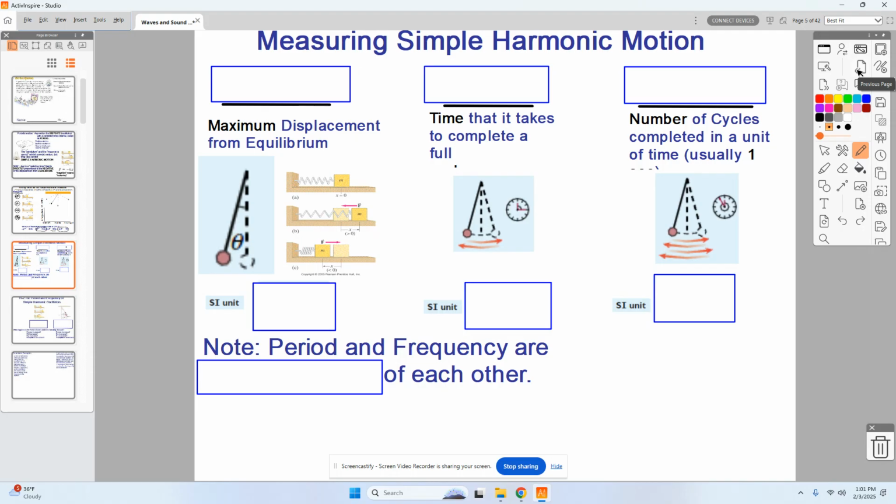Okay, so in this lesson, we want to start looking at terms to describe simple harmonic motion. In the event that you're having to watch this from home, this video is for you.